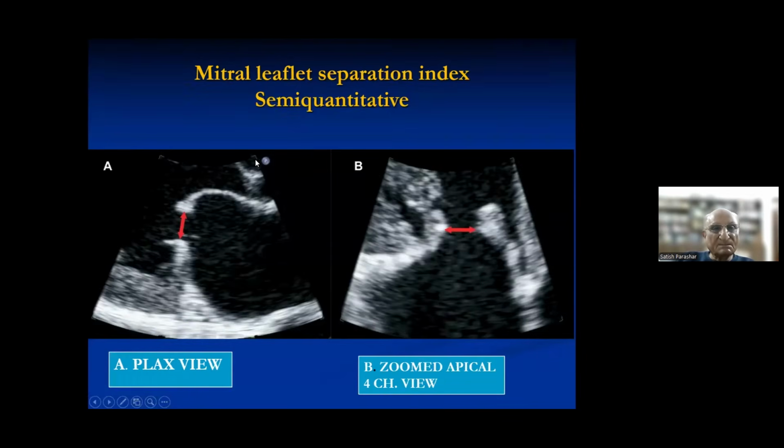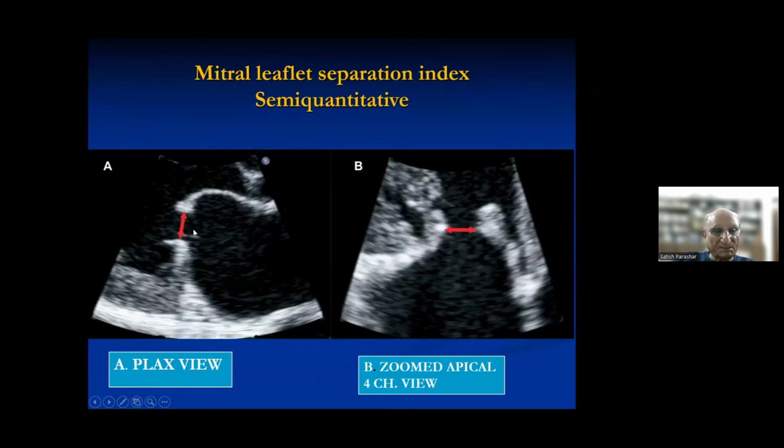Another method which is sometimes used, and which is very easy, is known as the mitral leaflet separation index. Now remember, if the valve is more diseased, it will open less. If the valve is calcified, it will open much less. So it just indicates indirectly how diseased the valve is. So here you take a parasternal long axis view, and here you take an apical view. You see the difference. How much do they open?